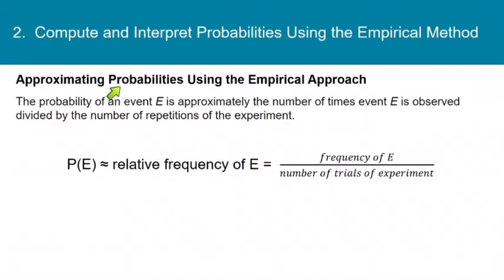Now let's talk about approximating probabilities using the empirical approach. The probability of an event E is approximately the number of times event E is observed divided by the number of repetitions of the experiment. So the probability of E is approximately the relative frequency of E. That is the frequency divided by the number of trials. We're very familiar with relative frequency from chapter 2, and I just want to let you know that this squiggly equal mark means approximately, and it typically means that a value has been rounded off.